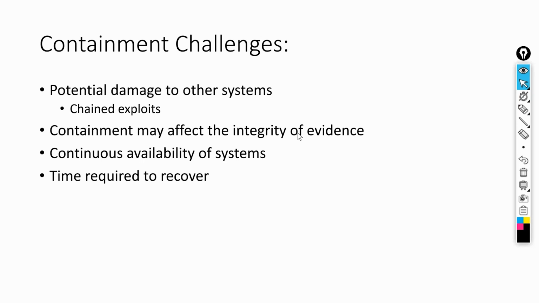So now when we are talking about the potential damage to the other systems, chained exploit, what would be the impact if I leave that system running in my production network? How much damage can it do? Containment may affect the integrity of the evidence. Someone asked the question, whether we should isolate the network cable or shut down the system. Isolating it is much better, because if you shut down the system, it impacts the integrity of the evidence.